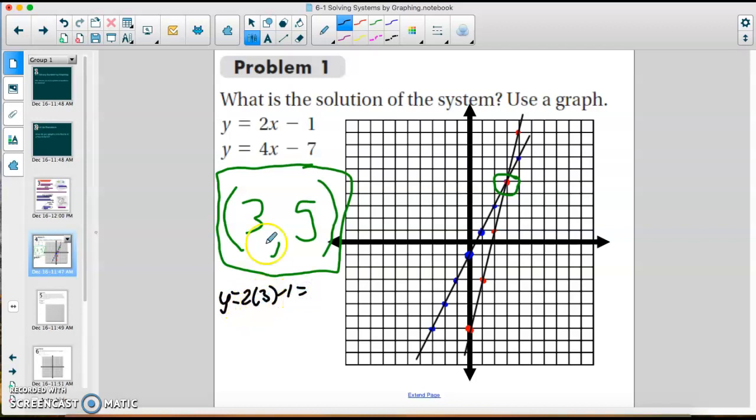So we plugged in 3. 2 times 3 is 6 minus 1. We get out 5. Okay, now down in this equation here, 4 times 3 is 12 minus 7 is also 5. So that's what this coordinate point is telling us. If we plug in 3, we're going to get out 5 for both equations.